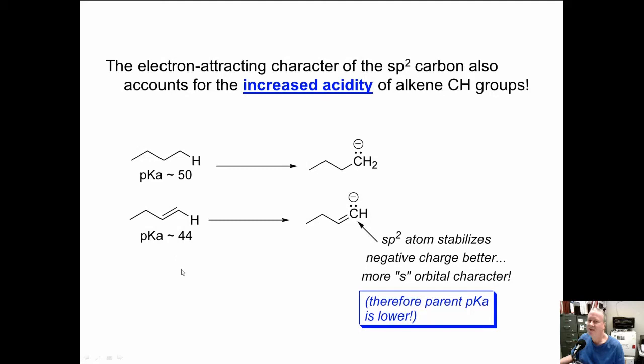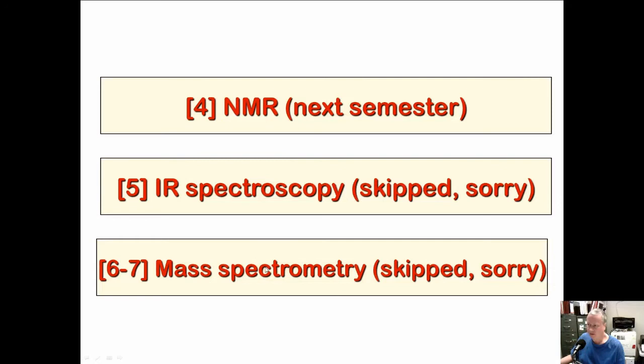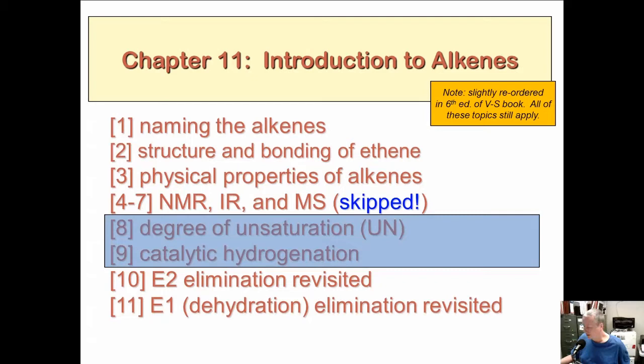Okay, these three topics are next chapter, next semester actually, I'm sorry. They're in the book, you can skip them if you're reading along in the book, which you should be doing. NMR, IR, and mass spec. Okay, degrees of unsaturation and catalytic hydrogenation. All right, so these are pretty important. Maybe we should have little stars, or, you know, you will see these. Certainly degrees of unsaturation until the very end of organic 2. So get really good at this, degrees of unsaturation.